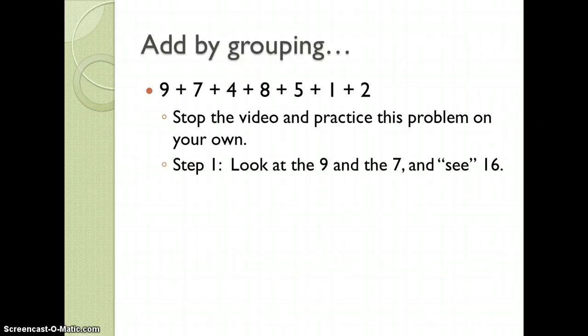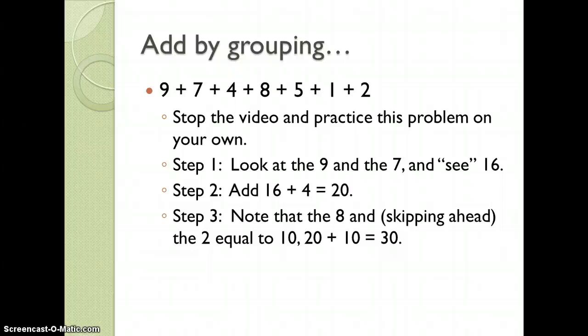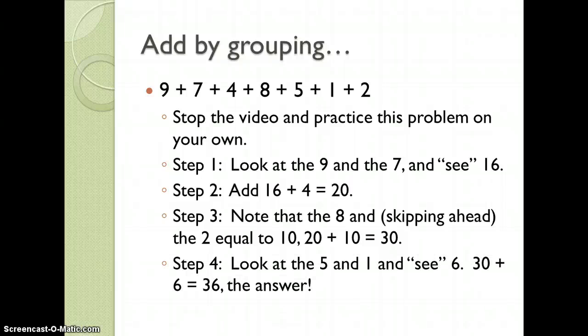Step 1. I look at the 9 and the 7 and I instantly see 16. I see the 16 and when I add the 4, I get to 20. I note that 8, skipping ahead to the 2, equals 10. So the 20 in step 2 plus the 10 in step 3 gives me 30. Remembering that I have to look at the 5 and the 1 and see 6, and 30 plus 6 is 36, the answer.